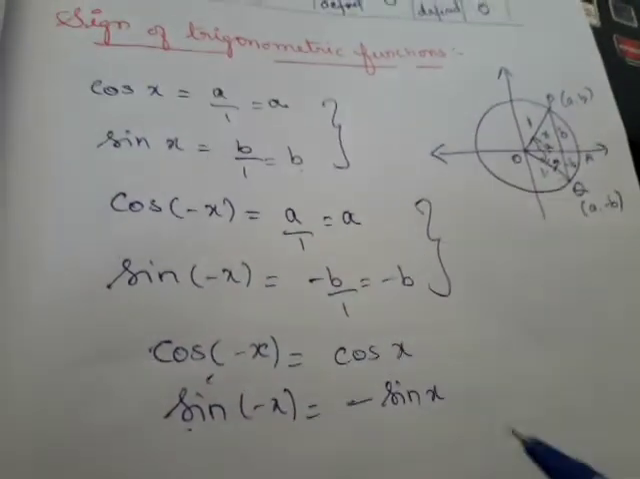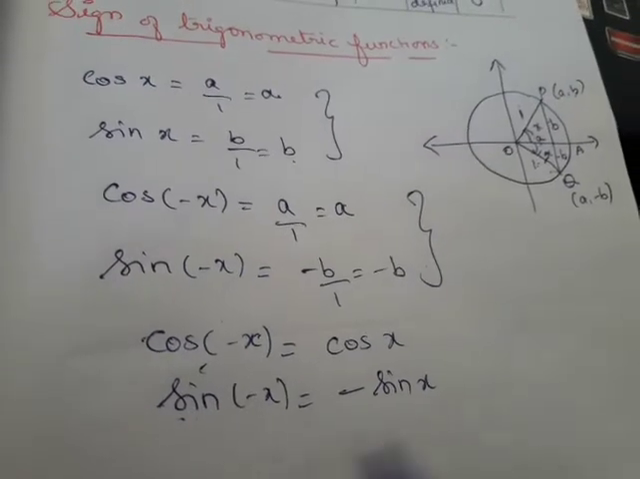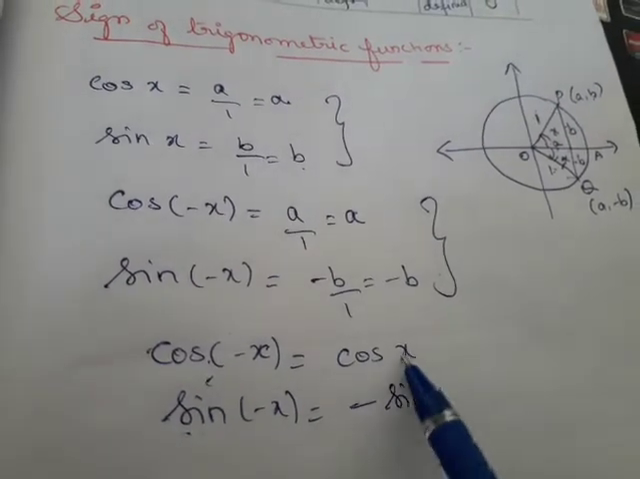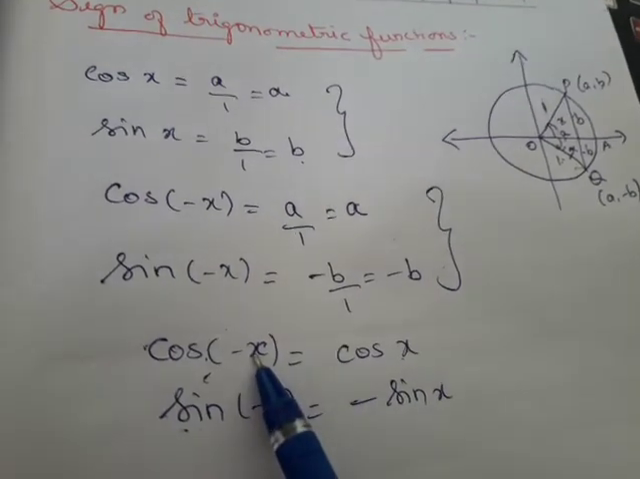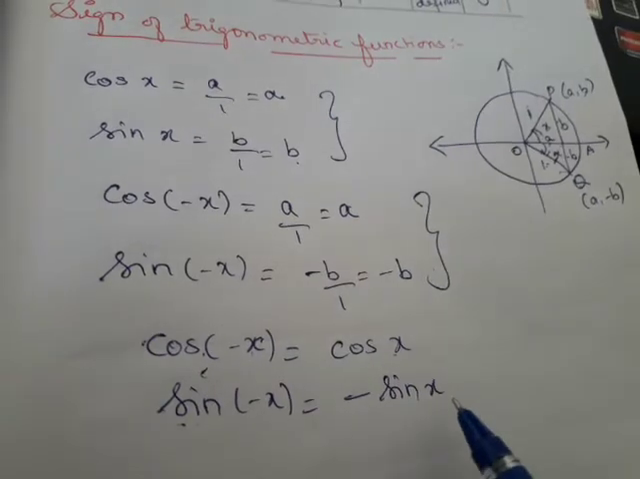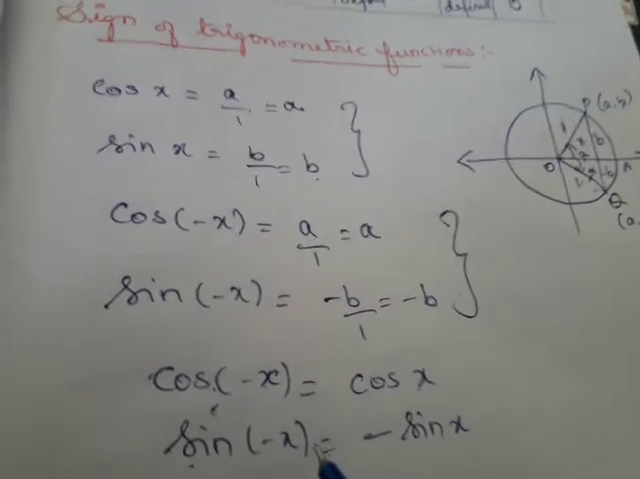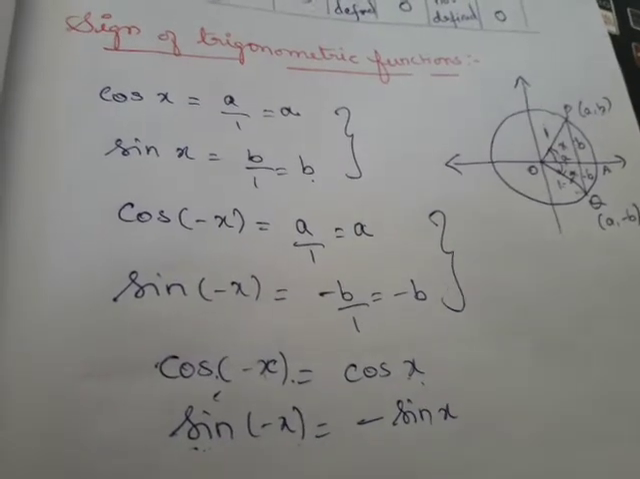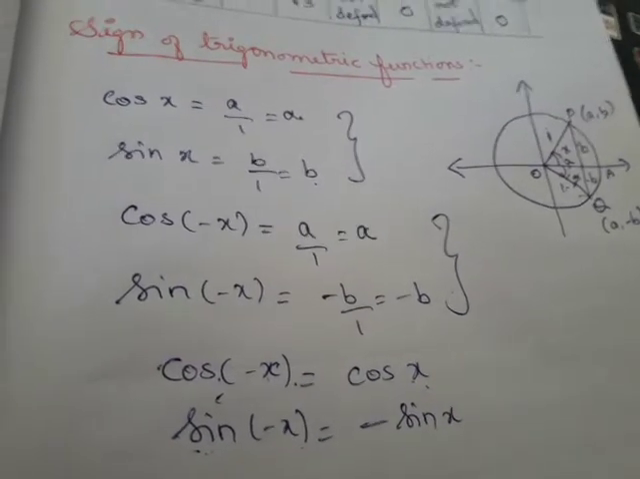So the next thing which you should remember is these two. The cos value remains the same if the angle changes in its sign, but the sine value becomes the negative of its value when the angle changes in its sign. Cos of minus x is cos x, sine of minus x is minus sine x.